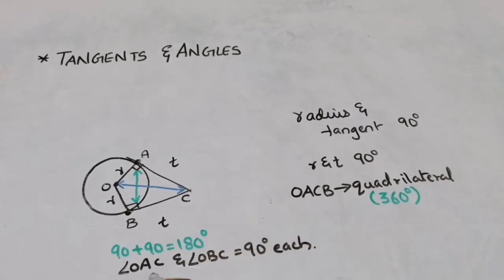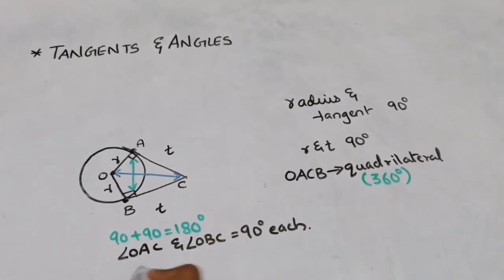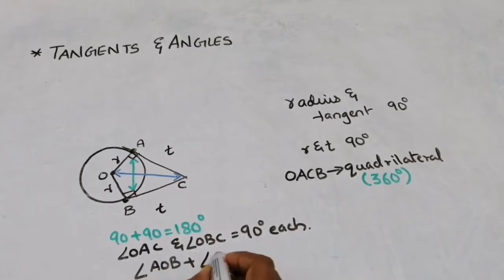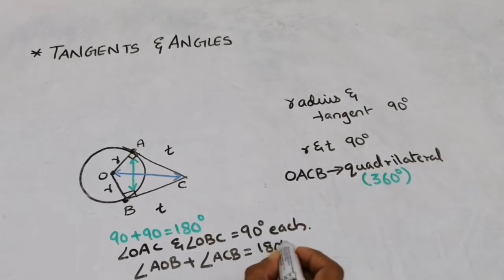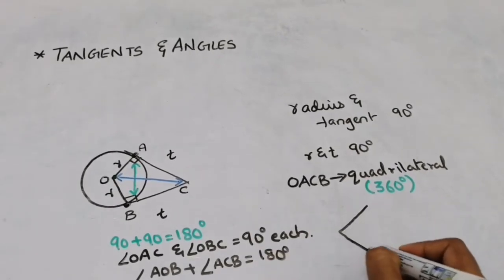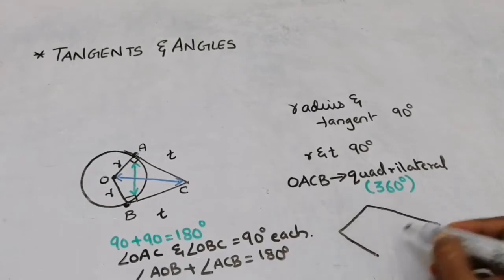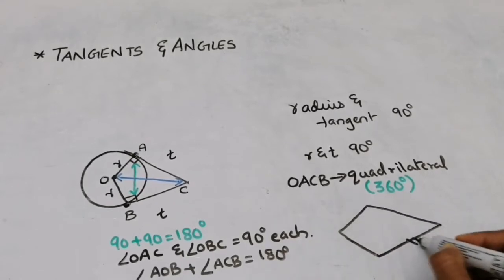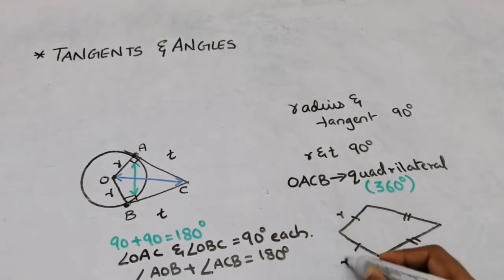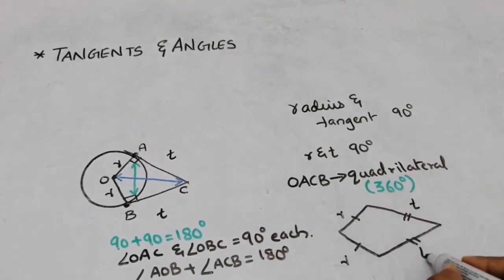Okay, then what is angle AOB plus angle ACB? That is also equal to 180 degrees. That is, we got a kite shape. See, this is a kite shape like this. These two sides are equal and these two sides are equal, that is, this is our RR and TT.